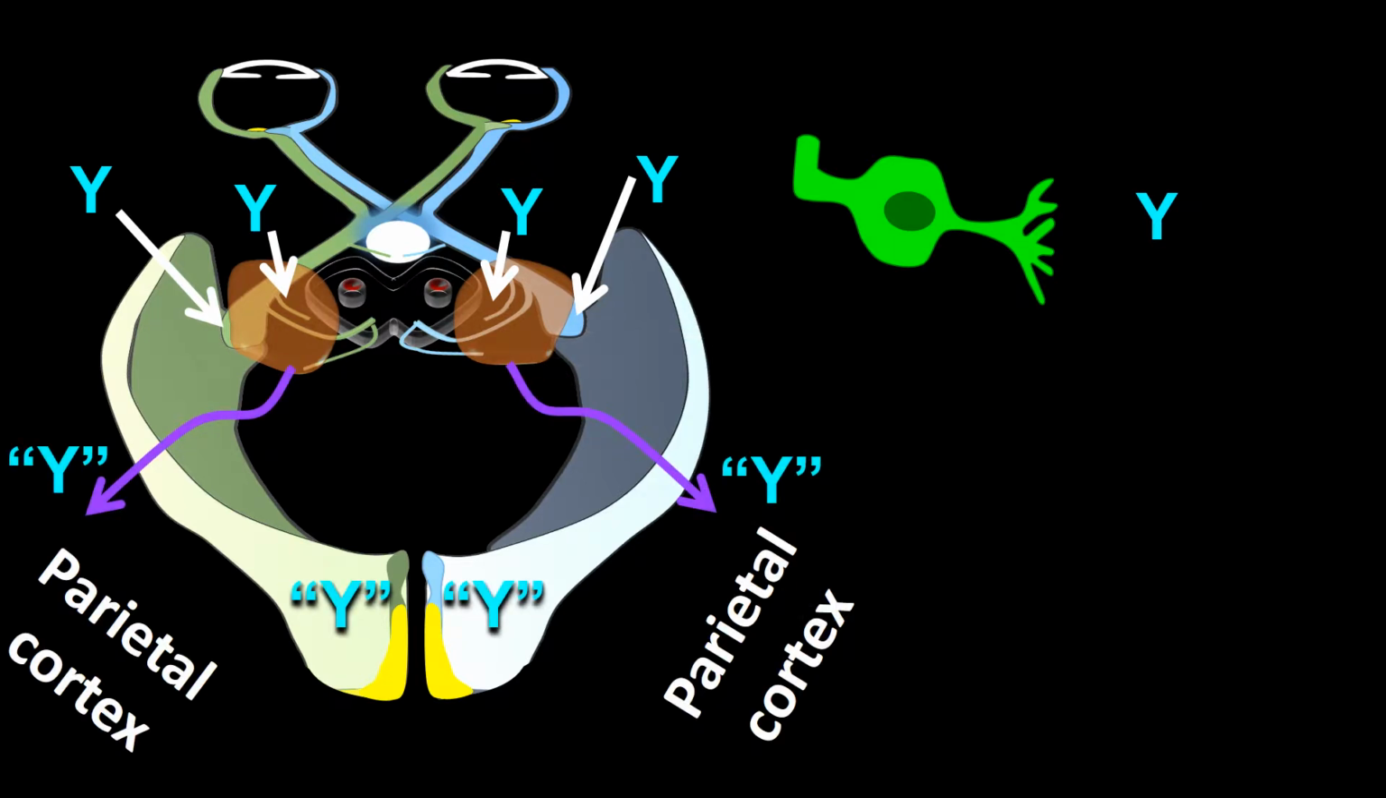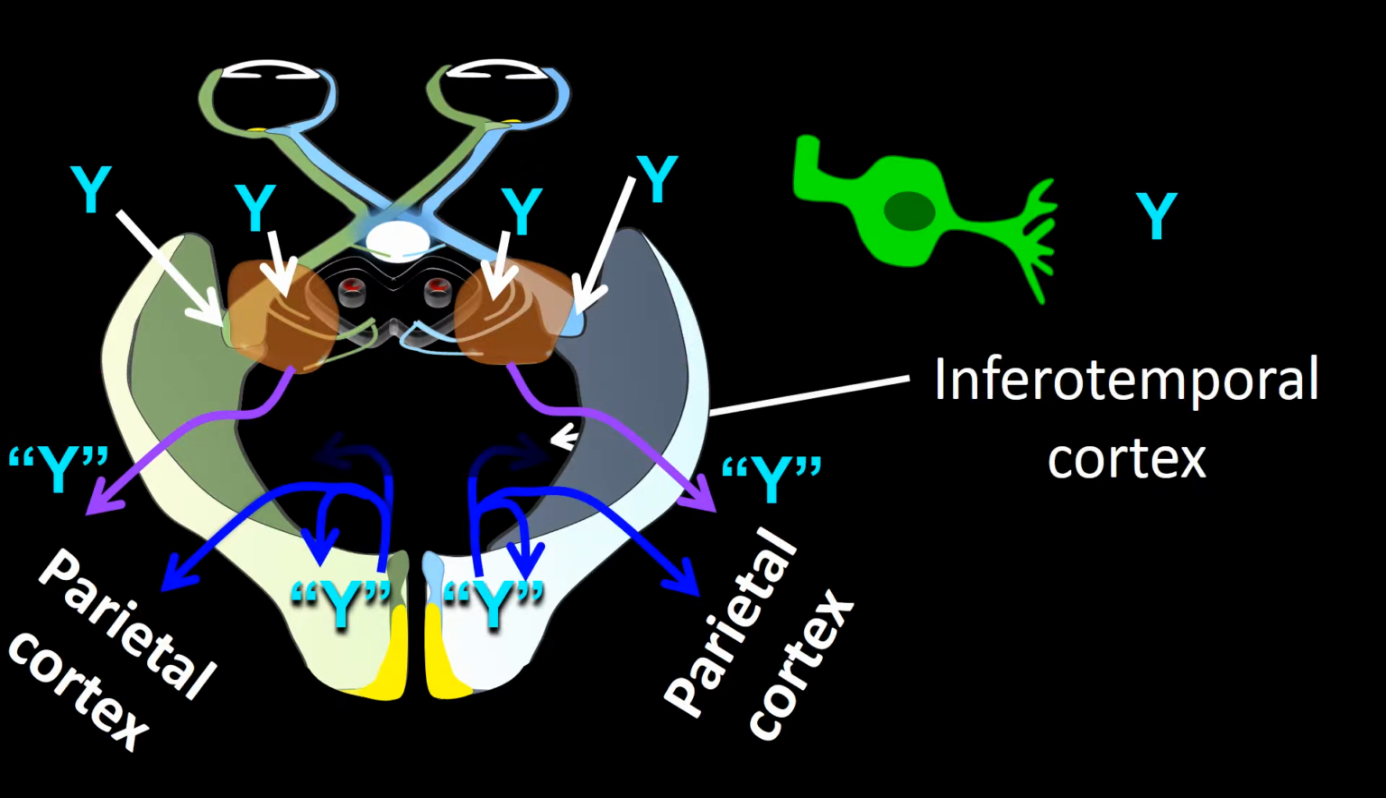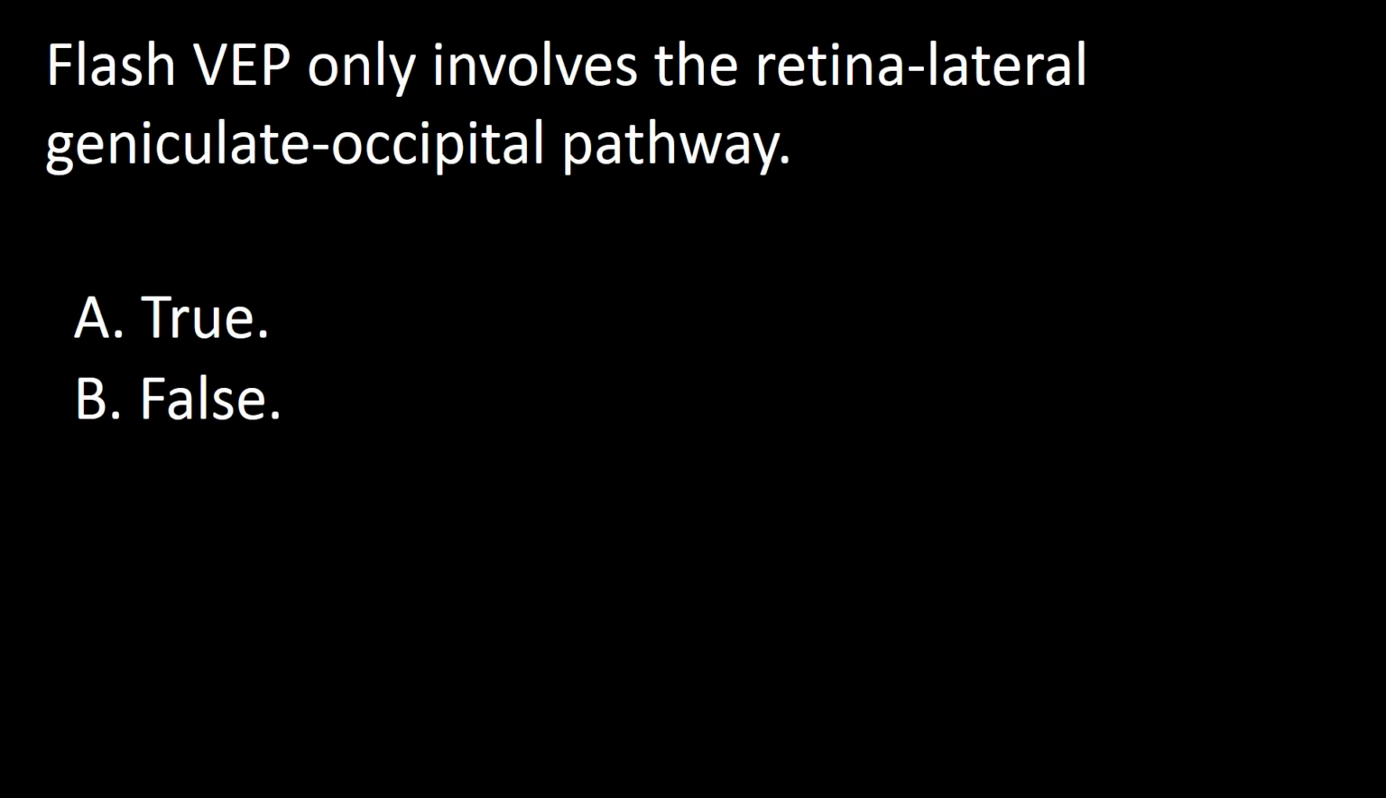Axons from neurons in the pulvinar nucleus travel to the parietal cortex. Axons from neurons in the lateral geniculate travel in the optic radiations to the occipital cortex. Neurons in the occipital cortex send axons to other occipital areas and to the parietal and inferior temporal cortices. So the answer to this question is B.